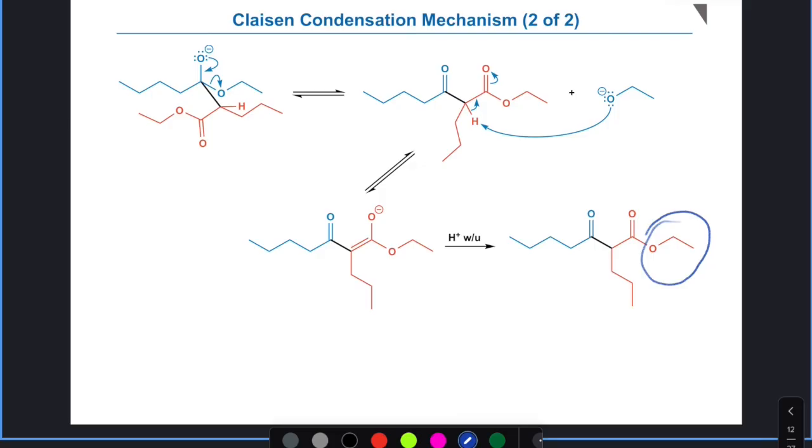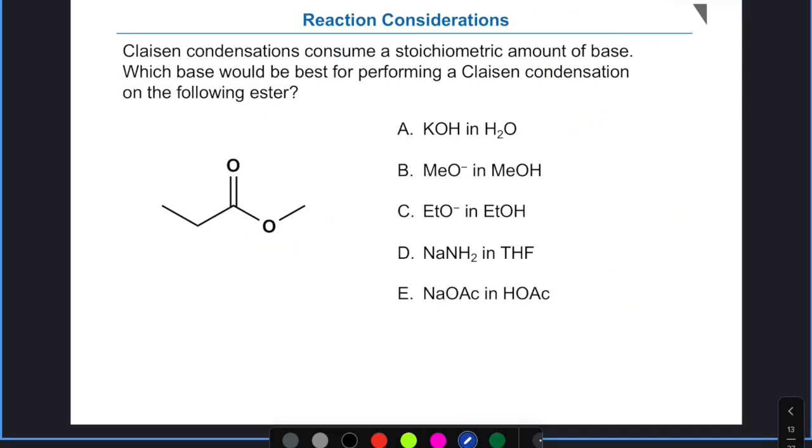Okay, so A, B, C, or D. If you wanted to do a Claisen condensation with this molecule, who's your base? Discuss it between you guys. This should be something where by elimination you can knock off a couple chances.